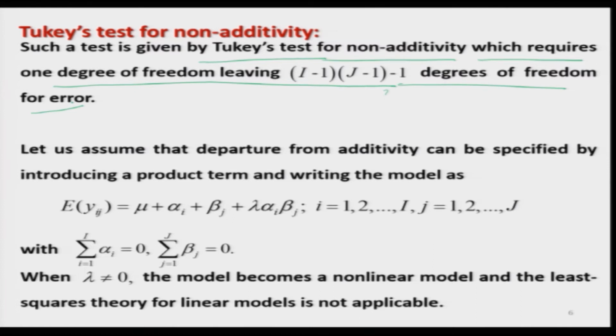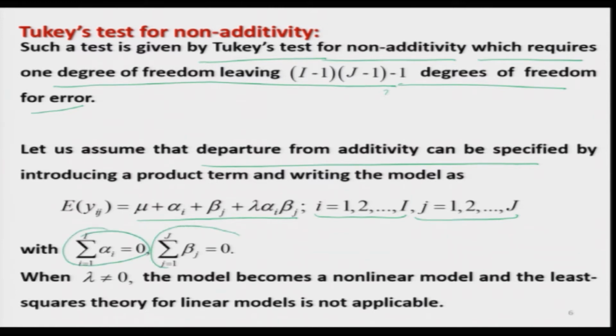So, we now assume that this departure from additivity can be specified by introducing a product term in the model. So, we can write the model here as, say, mu plus alpha_i plus beta_j plus lambda times alpha_i into beta_j, where we have the same setup that i goes from 1 to capital I and j goes from 1 to capital J. And now we are assuming here that the constraints are satisfied, that is, summation over i alpha_i is equal to 0 and summation over j beta_j is equal to 0.